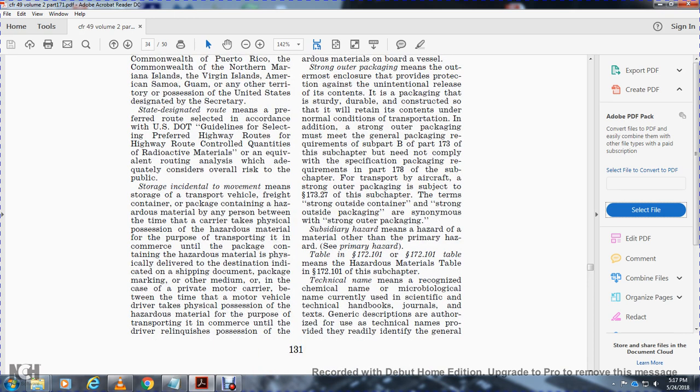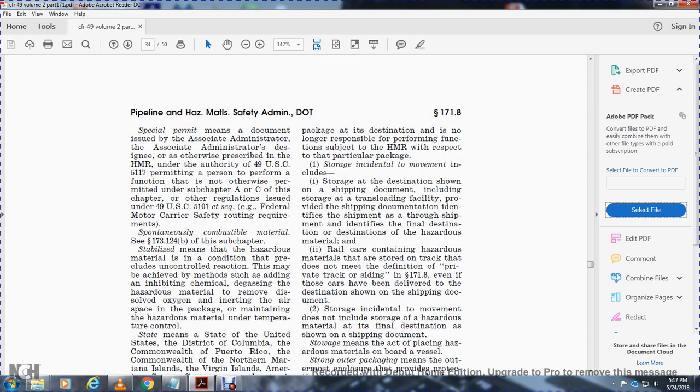Storage incidental to movement means storage of a transport vehicle, freight container, or package containing hazardous material by any person between the time a carrier takes physical possession of the hazardous material for the purpose of transporting it in commerce until the package or container is in physical delivery at the destination indicated on the shipping document, packaging marking, or other media. For a private motor carrier, it is between the time the motor vehicle driver takes physical possession of the hazardous material for transportation in commerce until the driver relinquishes possession of the package at its destination and is no longer responsible for performing functions subject to the hazardous materials regulations.